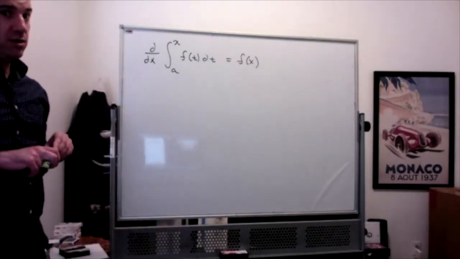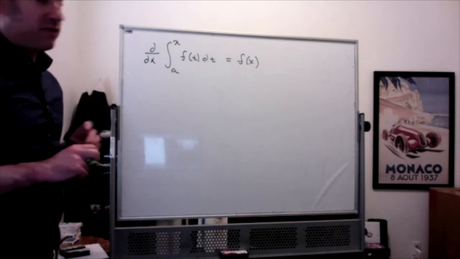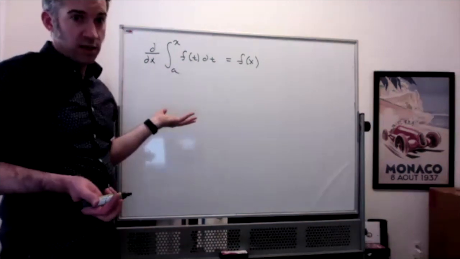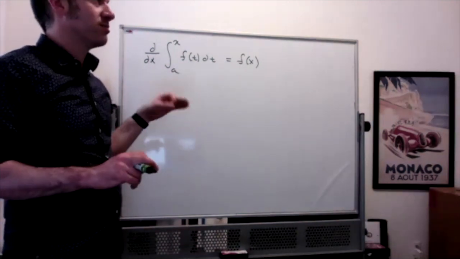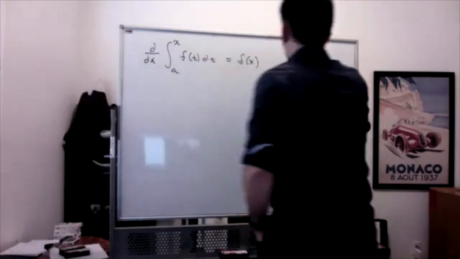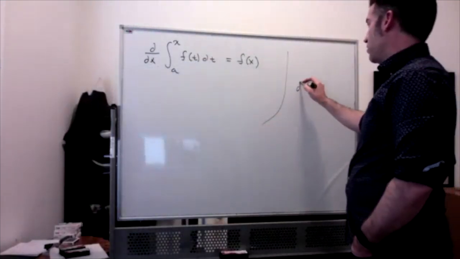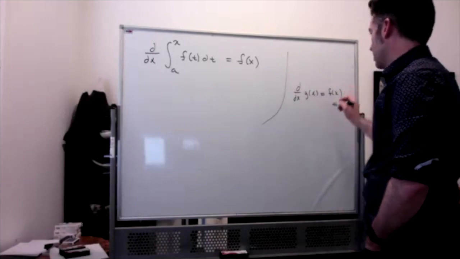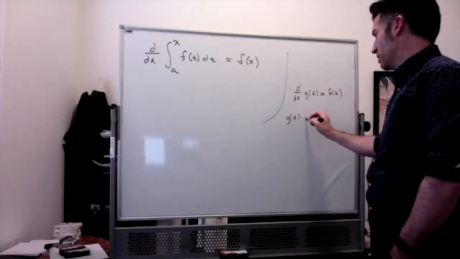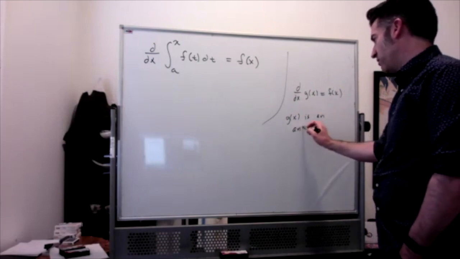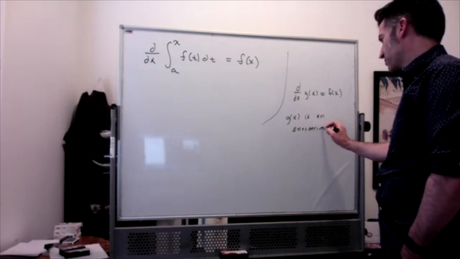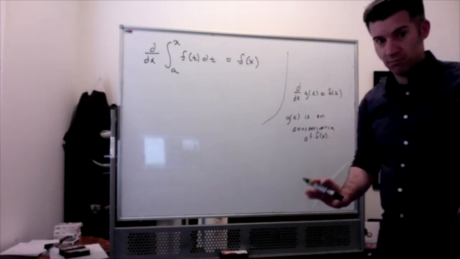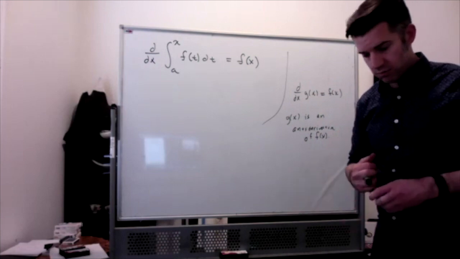All right, so here's what we know. We know that if the derivative of something is equal to a function, then, how do I say this? Let me say it this way. If the derivative of g of x is equal to f of x, then g of x is an antiderivative of f of x. Full stop.